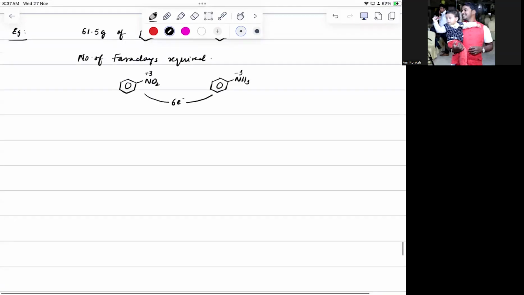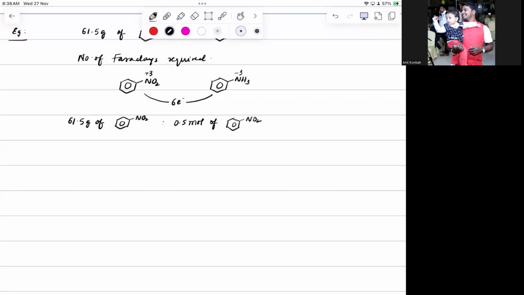And you know that 61.5 grams of nitrobenzene is the same as half a mole of nitrobenzene, which is 0.5 moles. Clear? So therefore, if 1 mole requires 6 Faraday, half mole, 0.5 moles, requires 3 Faraday charge. This is one straightforward question that will be asked. So be careful with that.